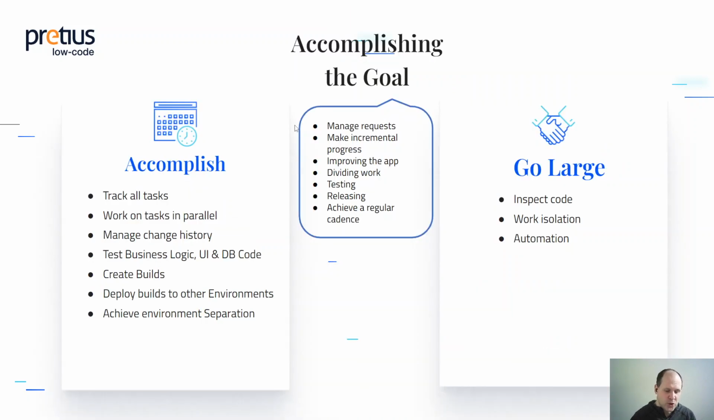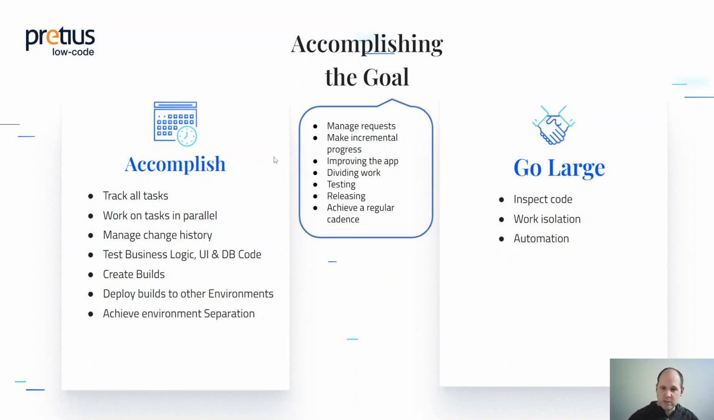Okay, so the first few pages of the document introduce the goal. Our goal is to manage incoming requests for work, to make steady progress on our application by improving the app, by divvying out all the tasks to our team, and then being able to peer review, to test, and to release all those features to achieve some kind of regular cadence with our development. So that's the goal. So how do we accomplish that goal, and how do we go large to make it even better?